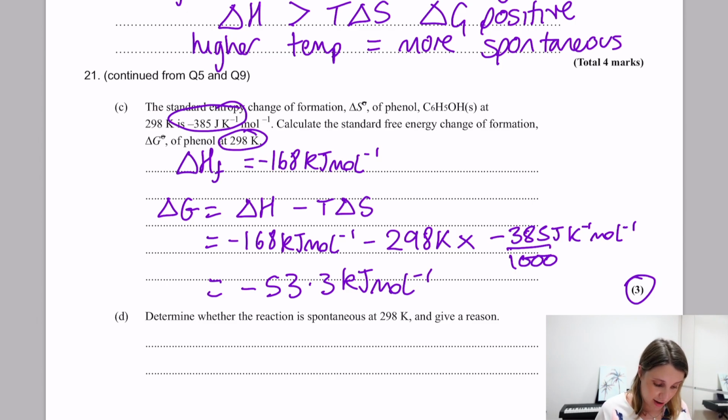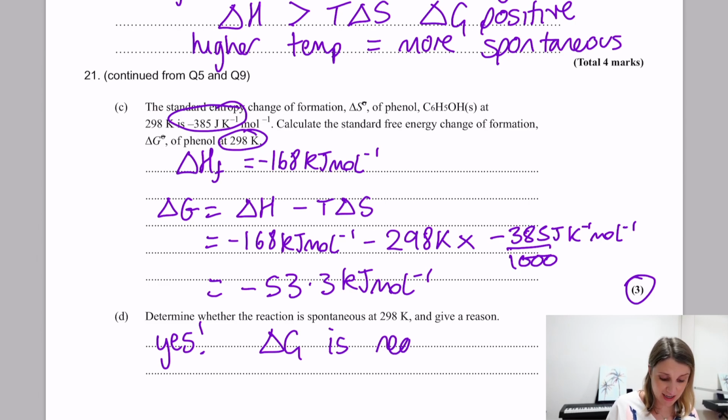In the next question, they ask you to determine whether it's spontaneous and give a reason. So yes, spontaneous, because the delta G is negative, and in this particular example that will pick you up a magical 2 points.